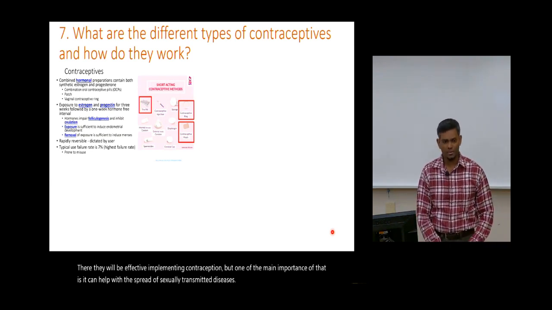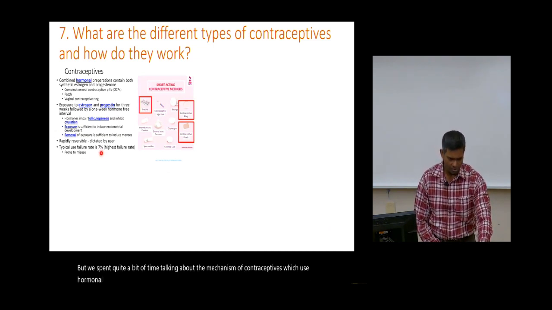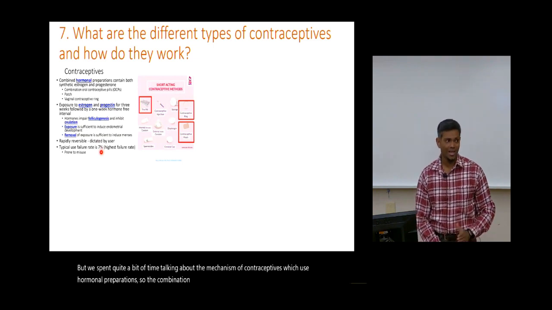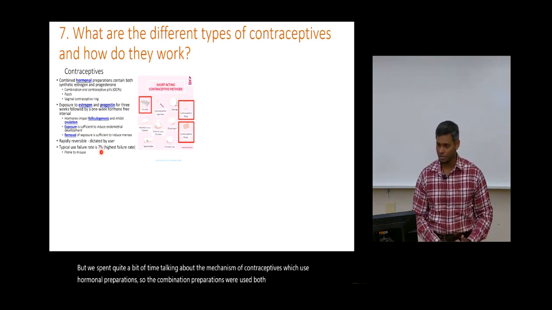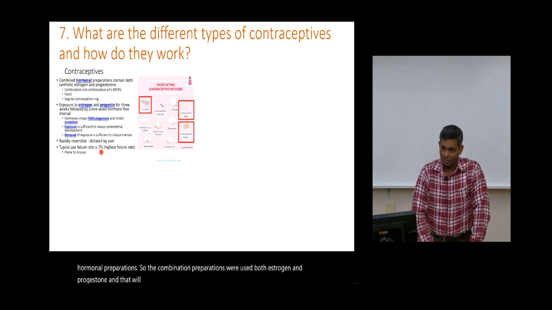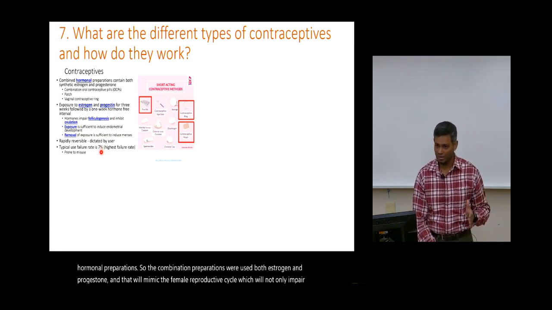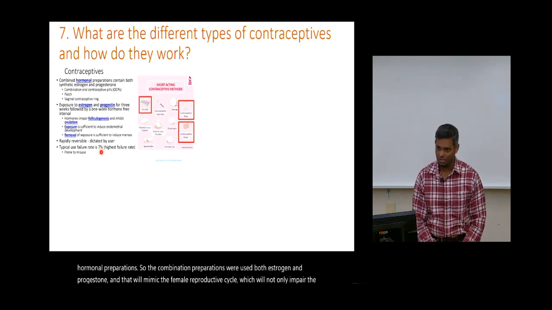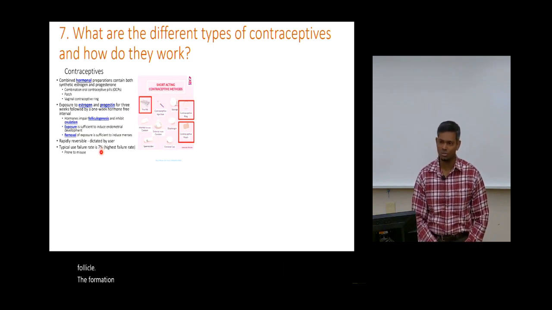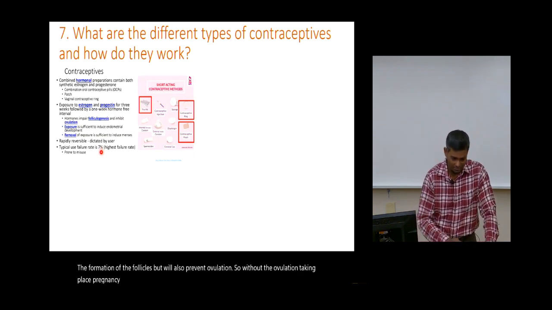But we spent quite a bit of time talking about the mechanism of contraceptives which use hormonal preparations. So the combination preparations will use both estrogen and progesterone, and that will mimic the female reproductive cycle, which will not only impair the formation of the follicles, but will also prevent ovulation. And so without ovulation taking place, pregnancy cannot take place.